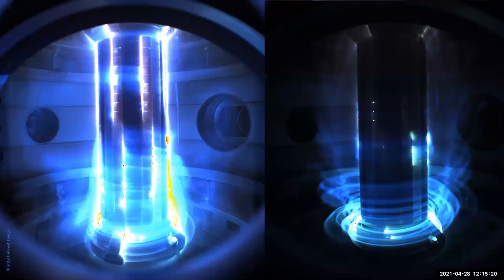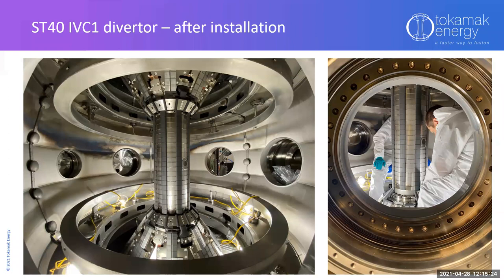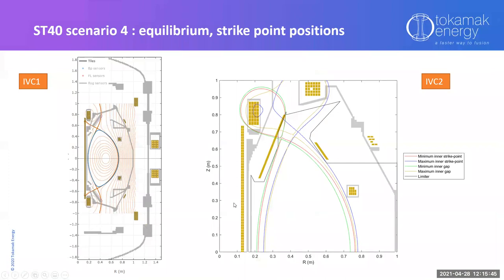I have a few nice pictures of plasmas. And this is how the machine looks now with the installed divertor targets. You can see them here. In these pictures, you can see clearly the limiters and the divertor targets and the various ports. So this is how the double null configuration will look. These are the equilibrium reconstructions done with our equilibrium reconstruction codes, and you see that both strike points will be on this vertical target.